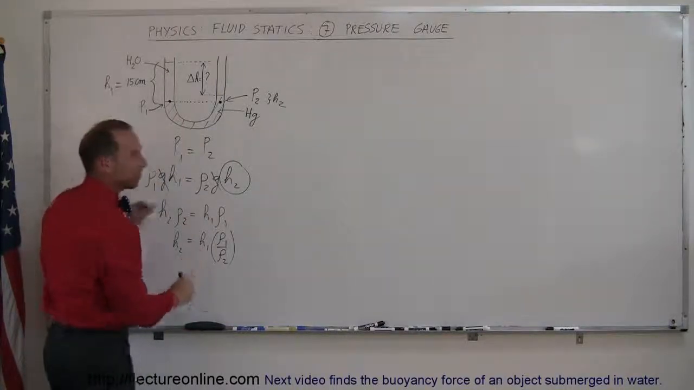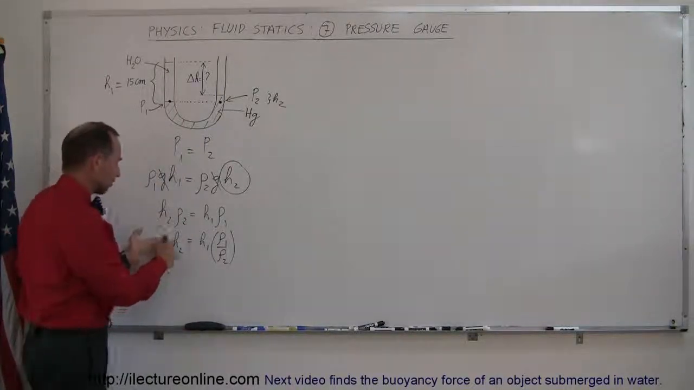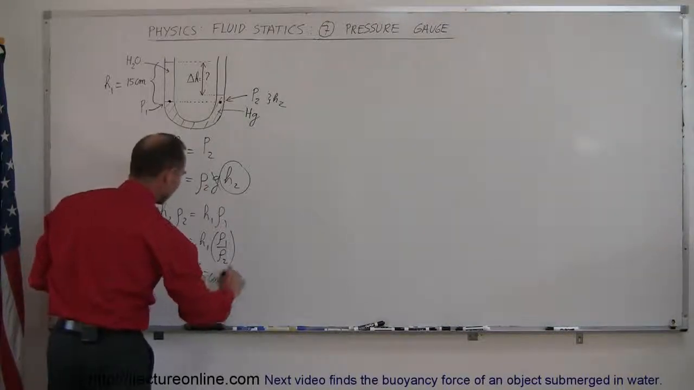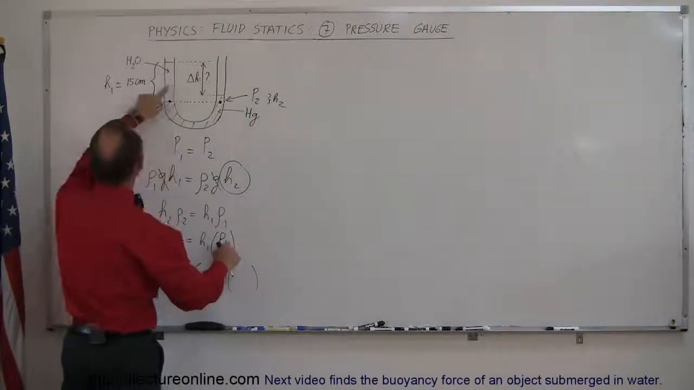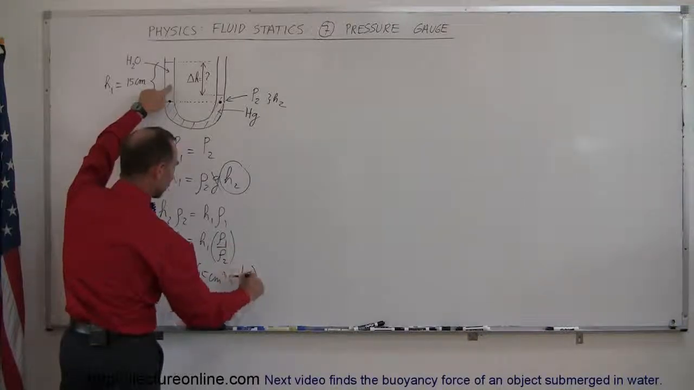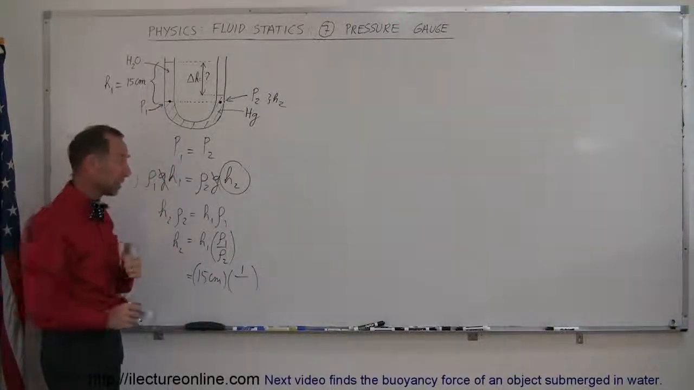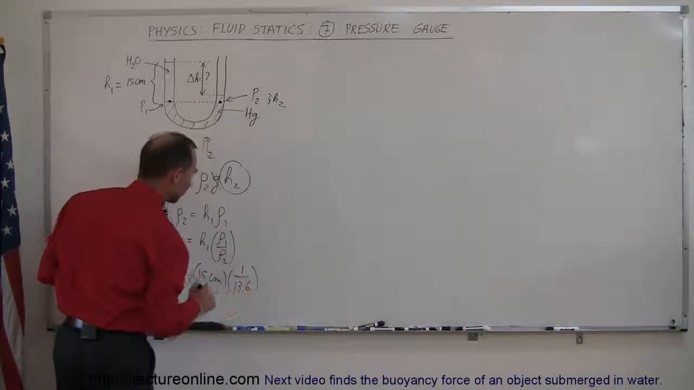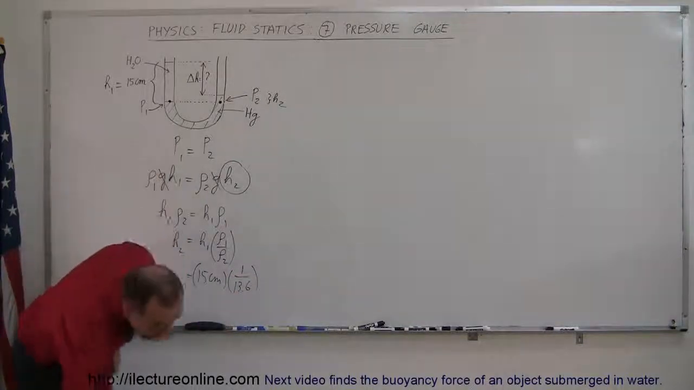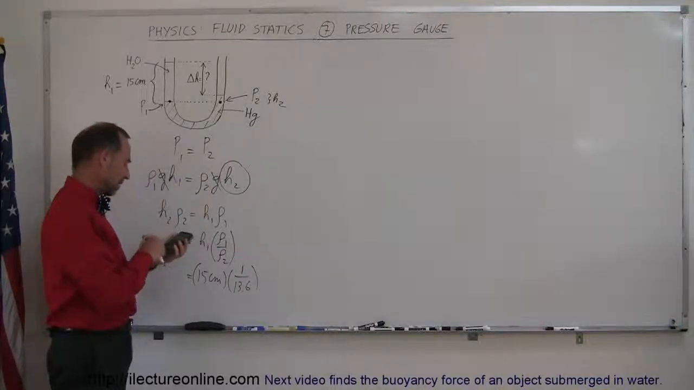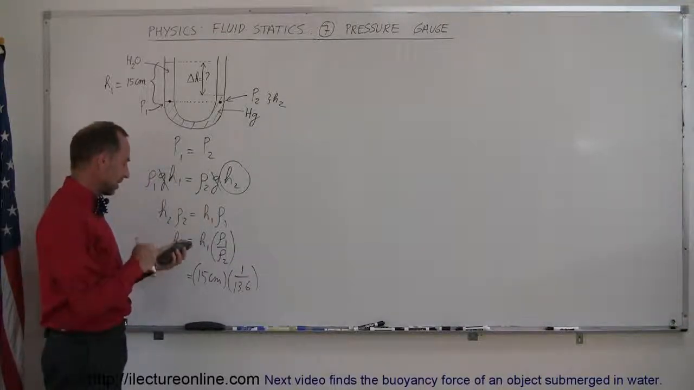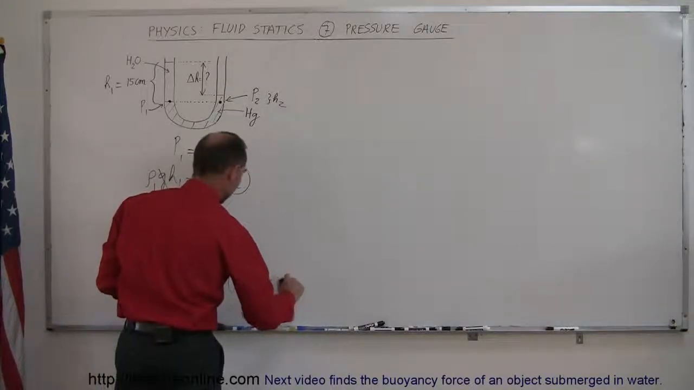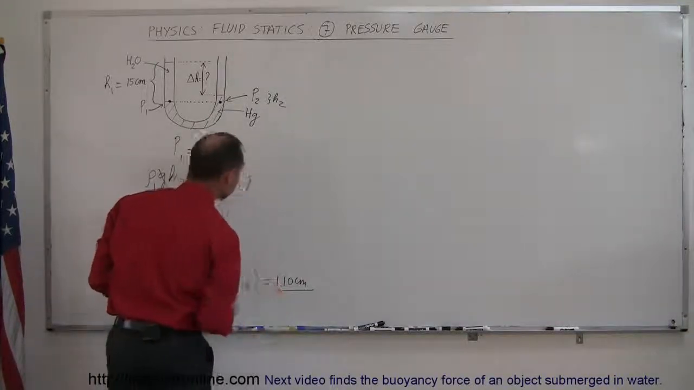h1 is 15 centimeters, and I can leave it in centimeters because I'm just going to get the answer in centimeters. So this is 15 centimeters times the ratio of density 1, the density of water, which can be written as 1 gram per cubic centimeter, divided by the density of mercury, which can be written as 13.6 grams per cubic centimeter. If I then take 15 divided by 13.6, I get 1.10. So this is equal to 1.10 centimeters.